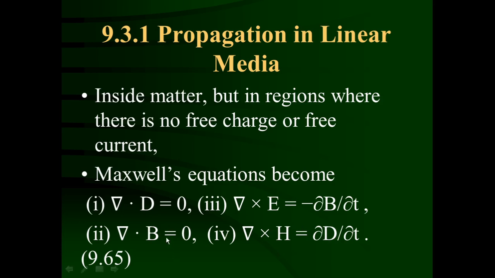So the divergence equations, in which del operates scalarly and vectorially on the electric field and magnetic field, are going to be identical. That is equation 9.65.